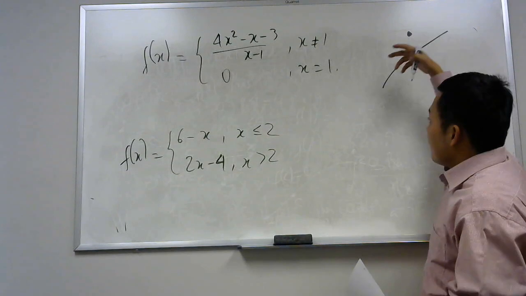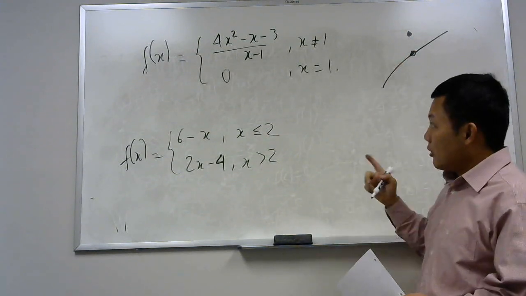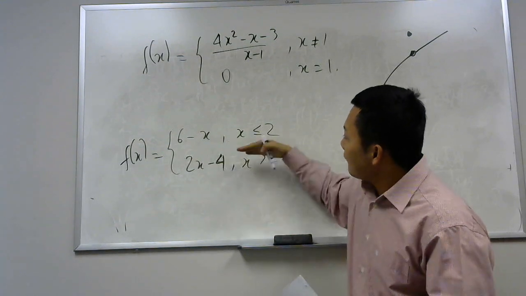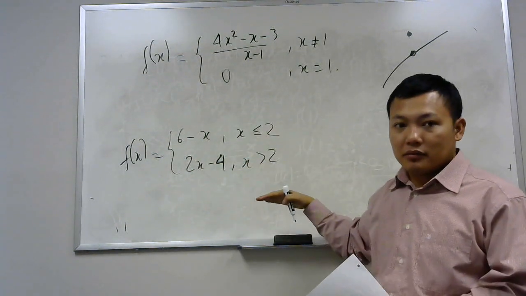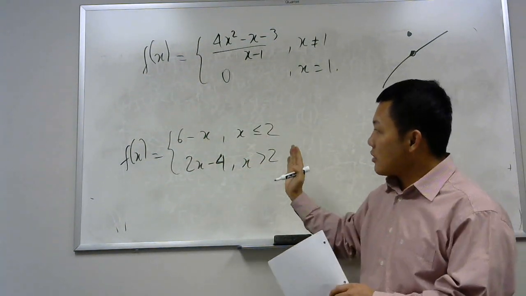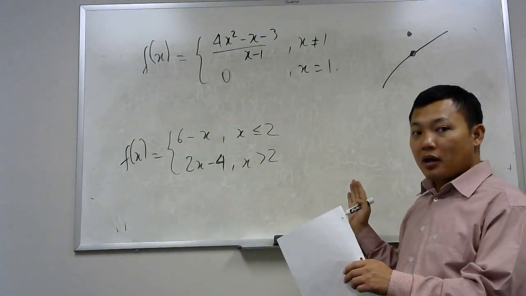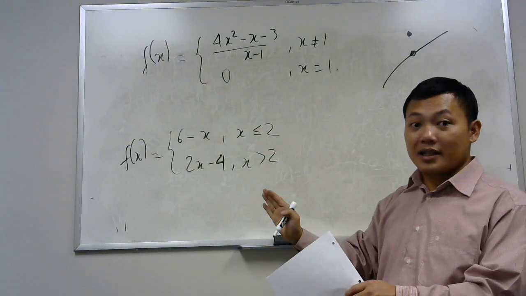And by doing so, you don't have a continuous function. But this function, you have two parts, right? You have the left part and the right part. Okay? And again, you have to make sure the left part and the right part are connected when x equals 2.